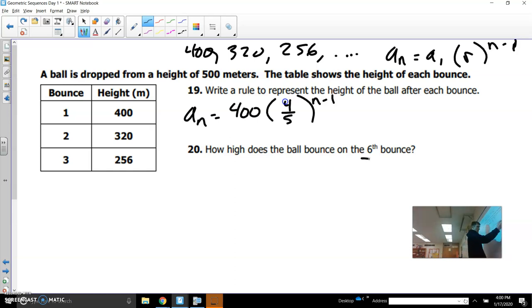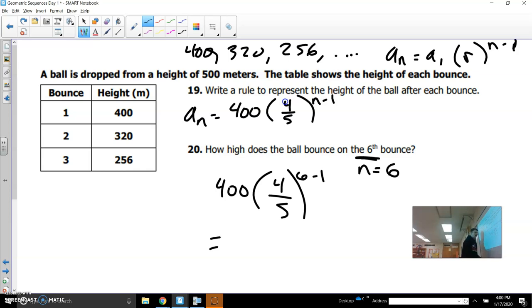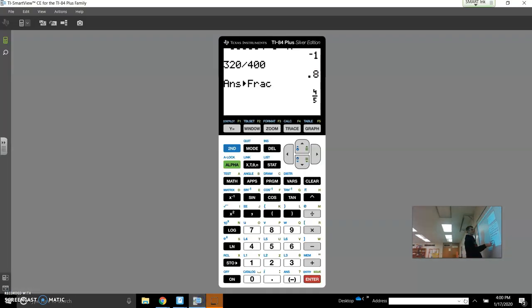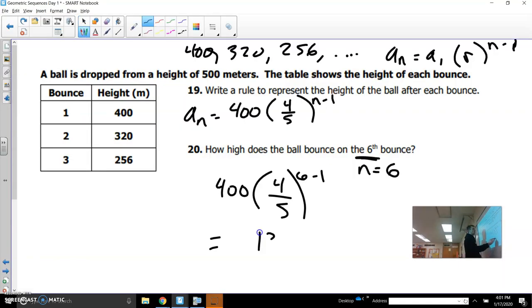And now, this is our n value that they want us to replace in our equation to jump straight to the height at the 6th bounce instead of continuing this process of multiplying by 4/5 until we get to that 6th number. That's what's great about having the equation. So let's jump into the equation, and I'm doing 6 minus 1. So it looks like the height of the ball on that 6th bounce is 131.072. I'll look at the units. It looks like it's in meters.